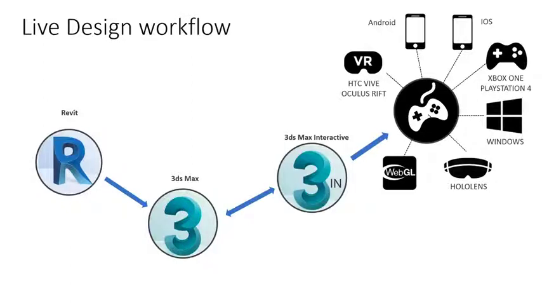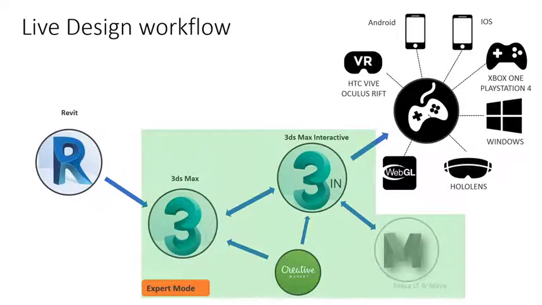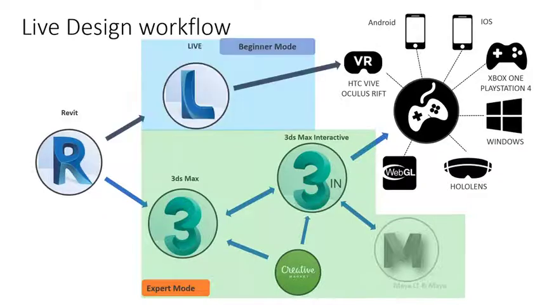So looking at moving from Revit and pushing your model into 3D Max, pushing it into 3D Max Interactive also, which are workflows where you're able to then access this information on all of these mobile and virtual reality devices as well, and on your desktop computer. There are also some Maya workflows there if you wanted to take that route as well. And I'll just show you how the final model works as well.